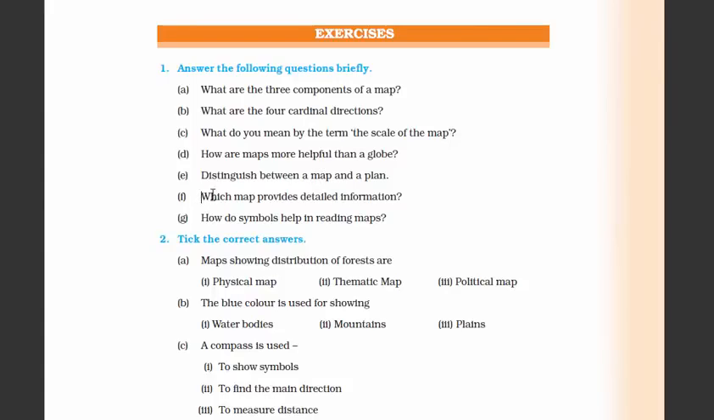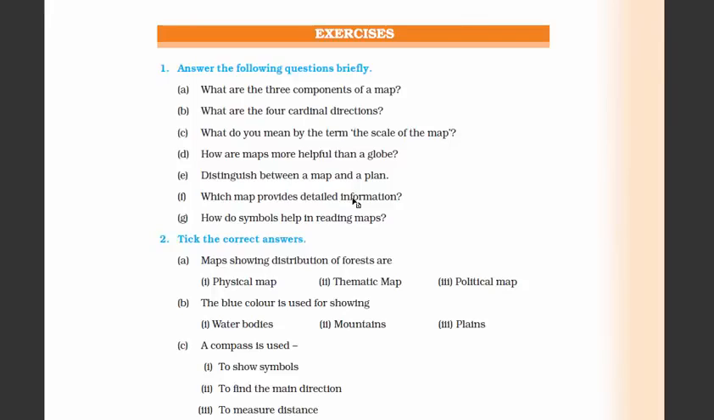Sixth question, which map provides detailed information? Remember, there are three types of map. One is political, physical, and thematic. Now they're asking about which provides detailed information. So we know it's not political. Political only deals with the boundaries of country and various states and local places, right? It just deals with the boundaries.